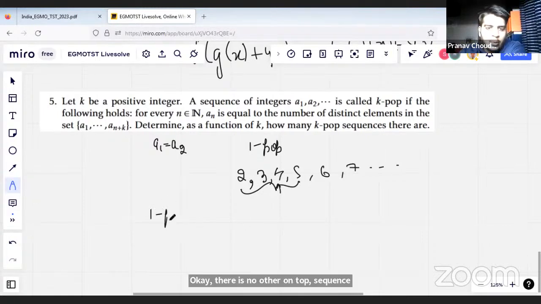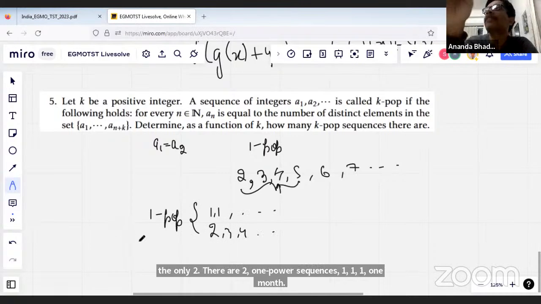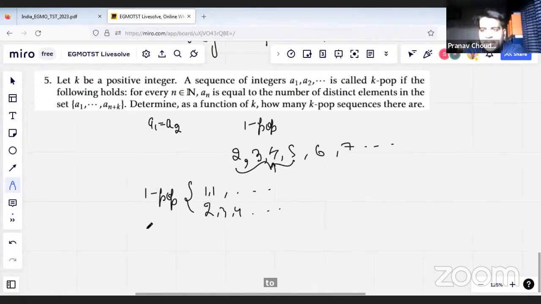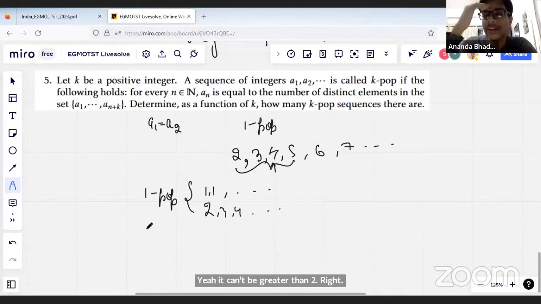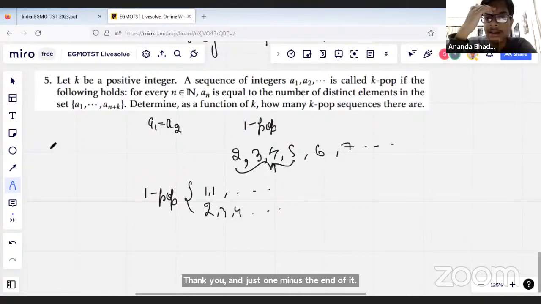So there are two one-pop sequences: 1, 1, 1, 1, or 2, 3, 4, 5, 6. But what if the second is greater than 2? It can't be. And the sequence is non-decreasing, and a(n+1) minus a(n) is at most 1.